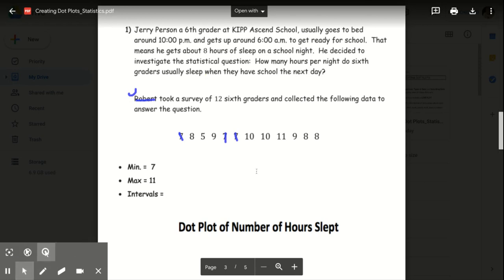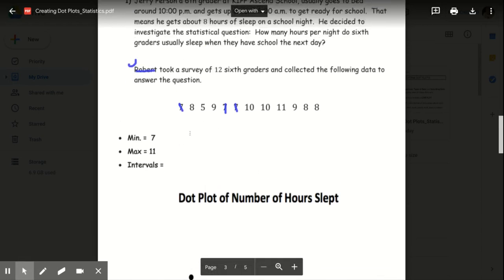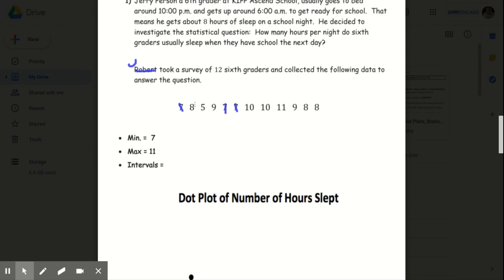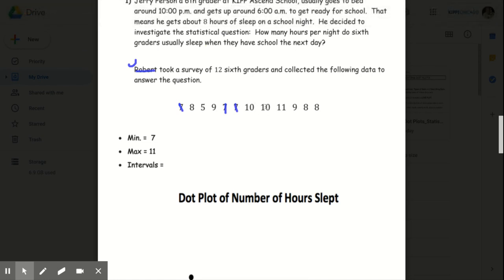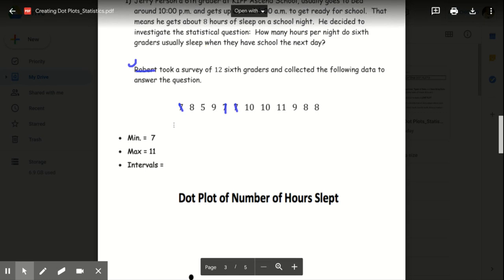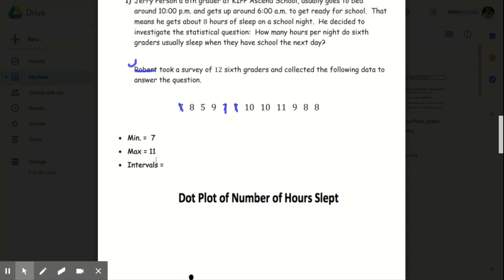So I'm going to go down here. First of all, I'm looking at my data. I got a student that had 5 hours of sleep. I got 3 students that had 8 hours of sleep. I got 2 that had 9. I have 2 that got 10 hours of sleep. I got 1 that got 11. So it looks like my minimum value, or the lowest value, is 7. My maximum value is 11.